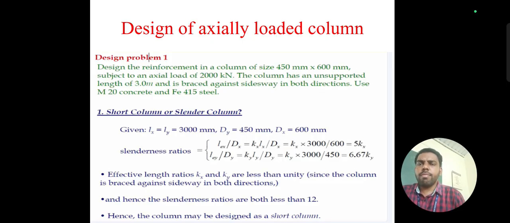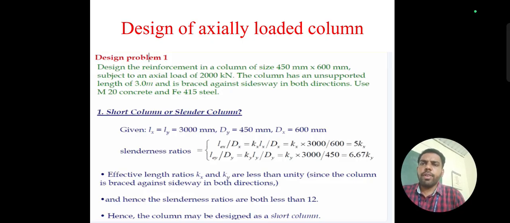Here the column size is 450 by 600. The load acting on that column is 2000 kilonewtons, and the column has an unsupported length of 3 meters and is braced against sideway in both directions. Here the concrete used is M20 and the steel is Fe415.